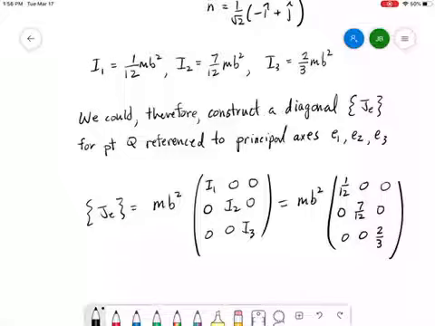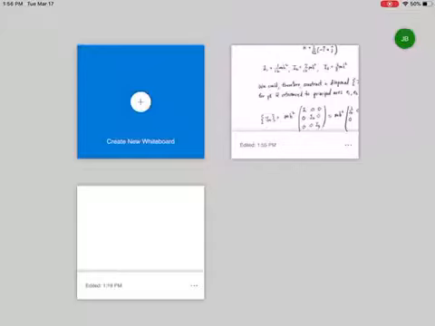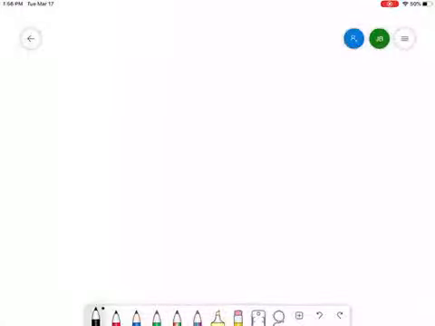Before we do that, what I'm going to try to do here is to switch to a new screen in an attempt to prevent this thing from being slow to respond. So let's see how well this little trick works.